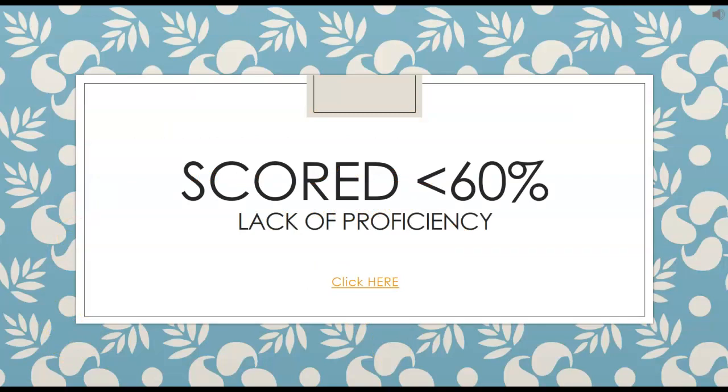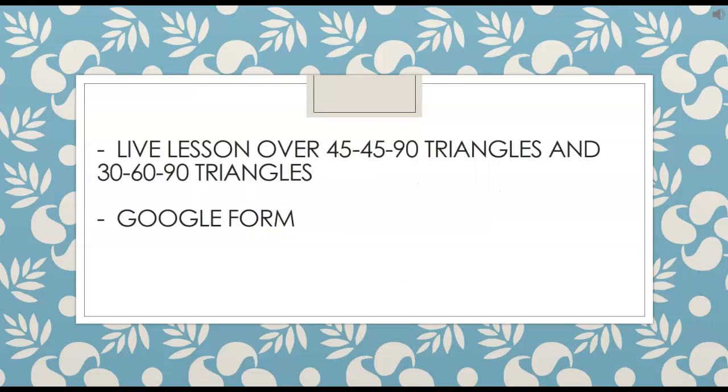The next group I'm going to talk about is those students who scored less than a 60%, which means they have a lack of proficiency. The first thing I would do is email the 15 students who fell into this category, inviting them via Zoom or another electronic communication to sit in on a live lesson over both sets of triangles.